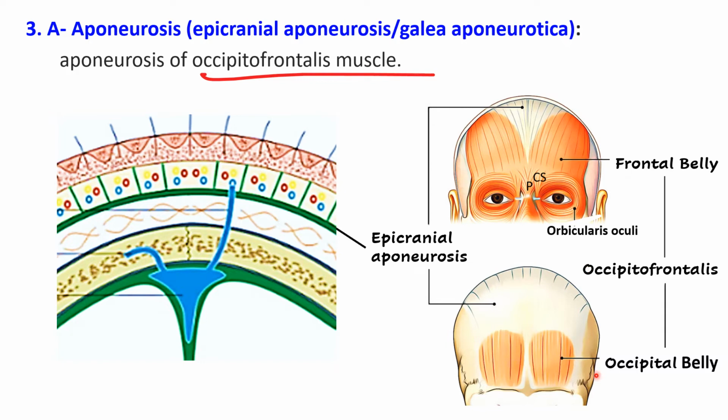Let us look at the occipital bellies. The occipital bellies, you can see, are widely separated from each other, and in between also we have the epicranial aponeurosis.